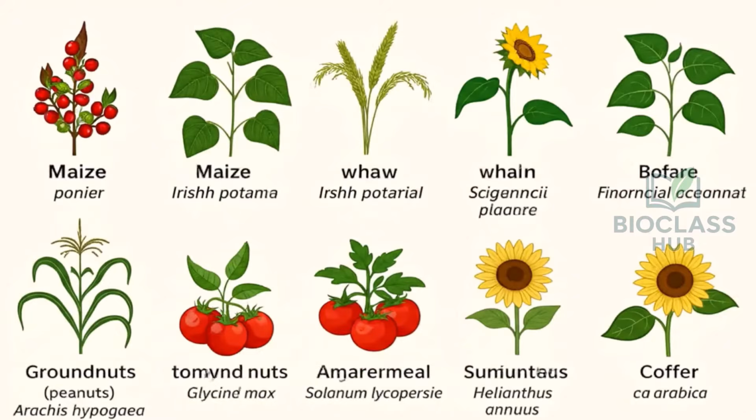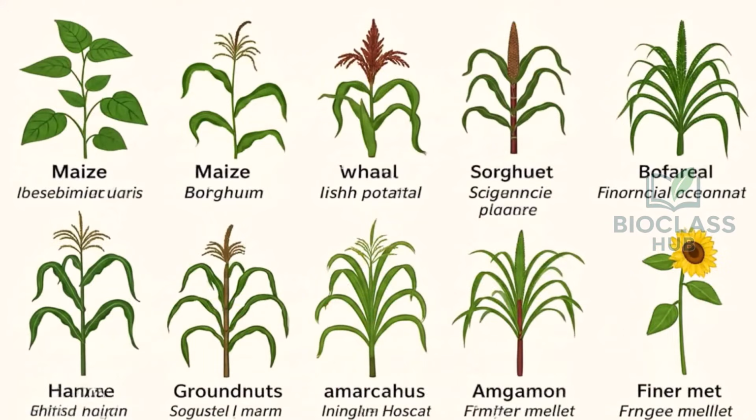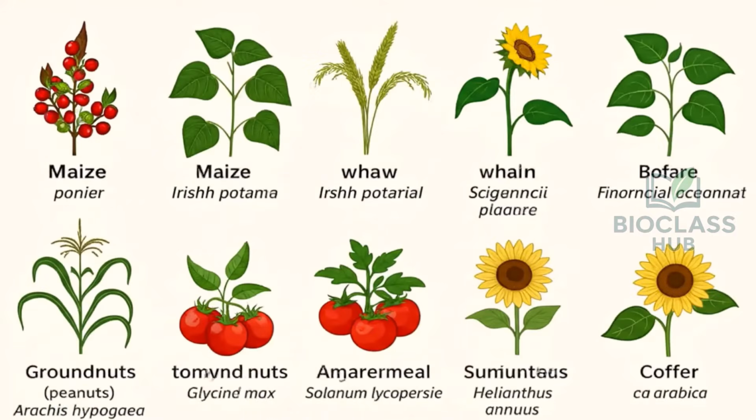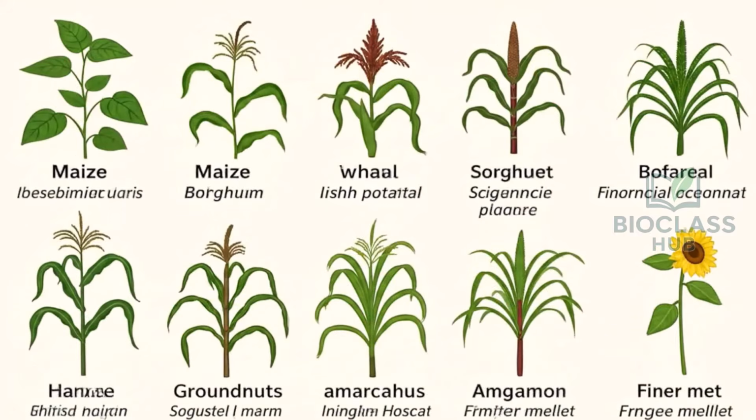Examples of C4 plants include maize, sorghum, millet, sugarcane, amaranthus, and finger millet. These plants grow well in certain regions. Let us dive into the conditions that can affect C3 and C4 plants.